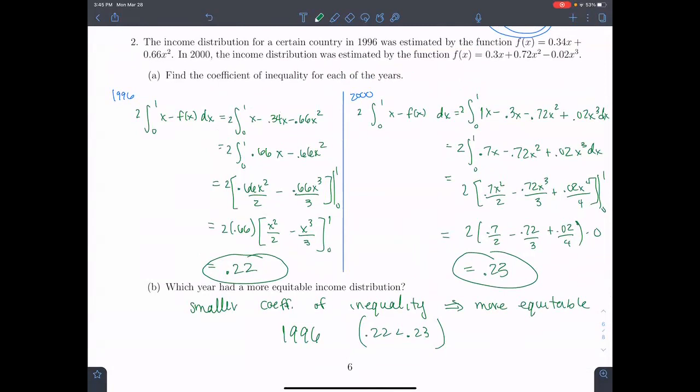Okay, so those are 2 examples of 2 applications of really 3: consumer surplus, producer surplus, and the Lorenz curves for 6.5.